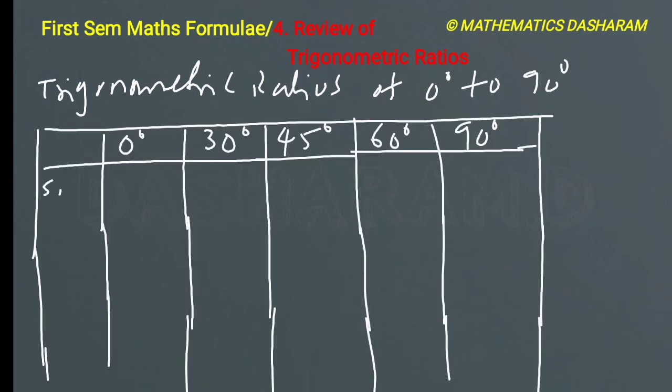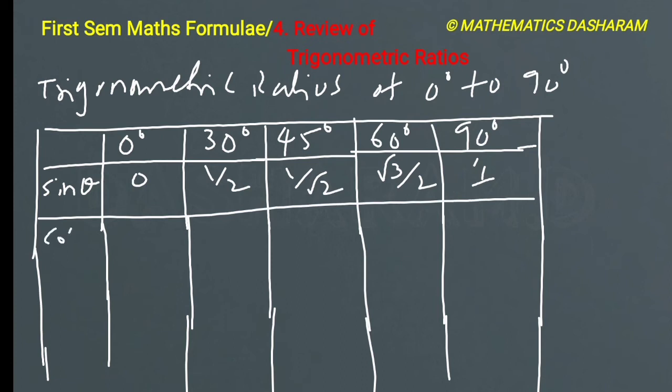Trigonometric ratios of 0 to 90 degrees. So the first one is sin theta. Sin 0 is 0, sin 30 is 1 by 2, sin 45 is 1 by root 2, sin 60 is root 3 by 2, sin 90 is 1. Next trigonometric ratio is cos theta. Just write all the sine values in reverse order. So cos 0 is 1, cos 30 is root 3 by 2, cos 45 is the same, 1 by root 2, cos 60 is 1 by 2 and cos 90 degrees is 0.